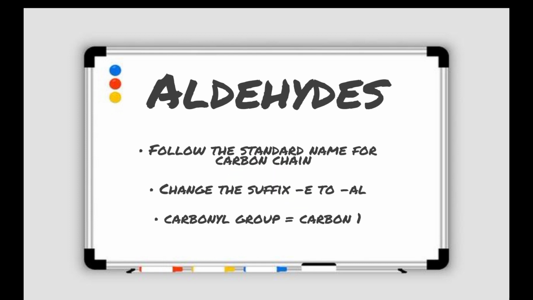To name an aldehyde, just take the standard name for the carbon chain and change the suffix "e" to "al". There is no need to use a number to identify the carbonyl group of an aldehyde because it can only be at the end of the parent chain, so it must be carbon one.